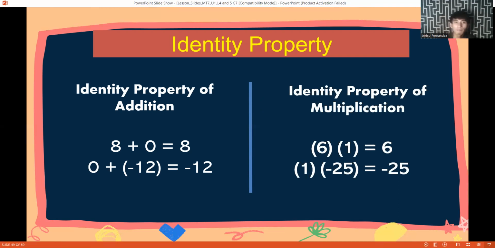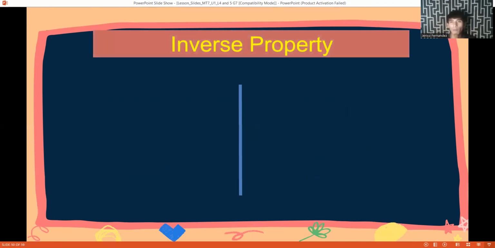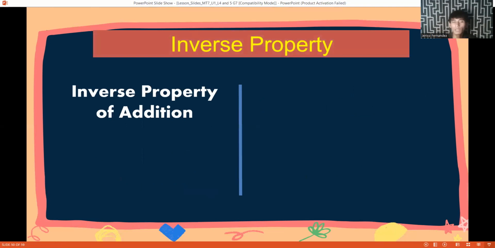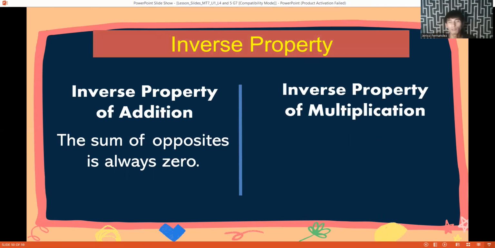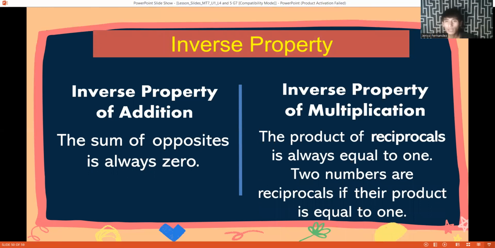Okay? We also have the inverse property. Inverse property of addition, the sum of opposites is always 0. Pag magkaiba ang sign pero iisa ang number, ang sum niya ay palaging 0. Inverse property of multiplication, the product of reciprocals is always equal to 1. Two numbers are reciprocals if their product is equal to 1.